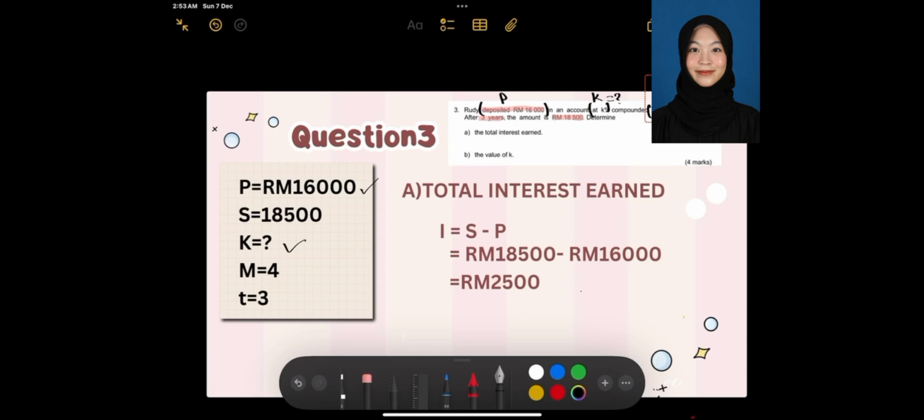After 3 years, the amount is 18,500. 3 years is our T. The amount is 18,500, so we know that 18,500 is our S. Now we have to determine the total interest earned. We use the formula I equal to S minus P. S, 18,500, minus 16,000 equals 2,500.